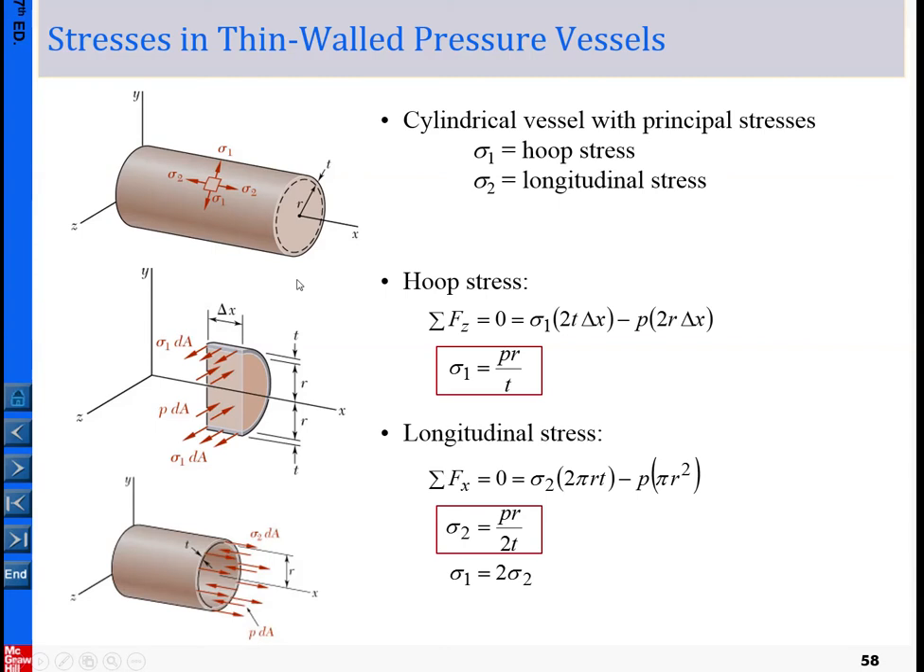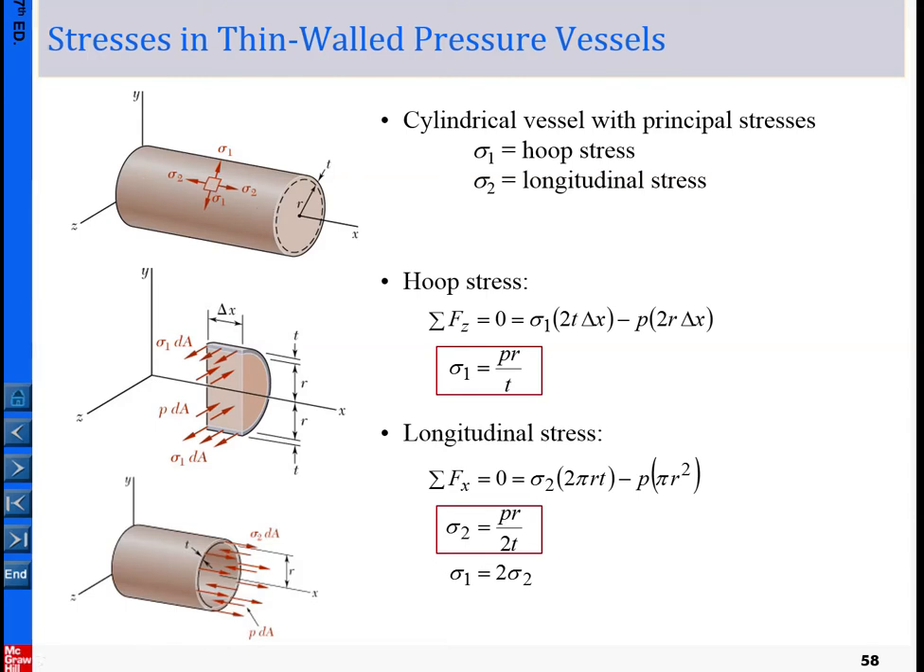And here we have two kinds. The first one is the thin-walled pressure vessel, the cylindrical type. The first step is to derive the approximate equation describing the distribution of the stress. Here we have two kinds of stress. One is sigma 1, pointing in the hoop or circumferential direction, and sigma 2 is in the longitudinal direction.